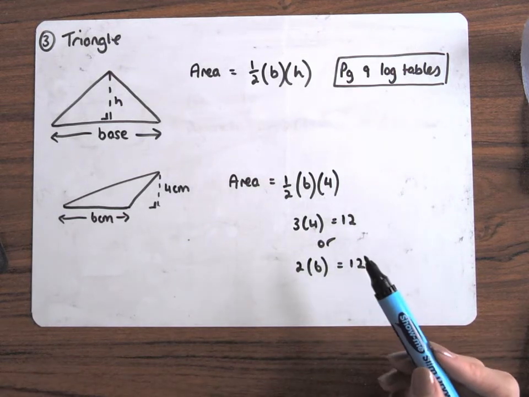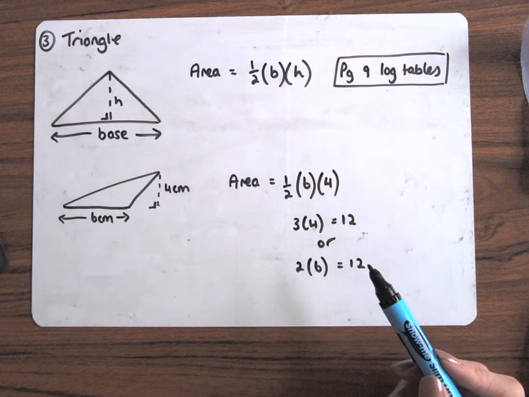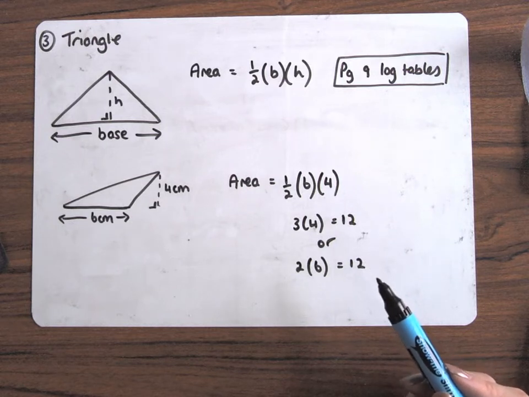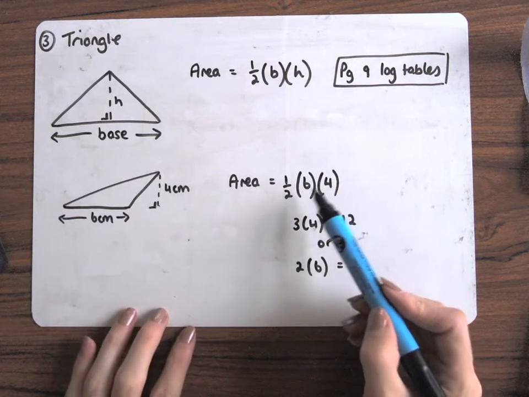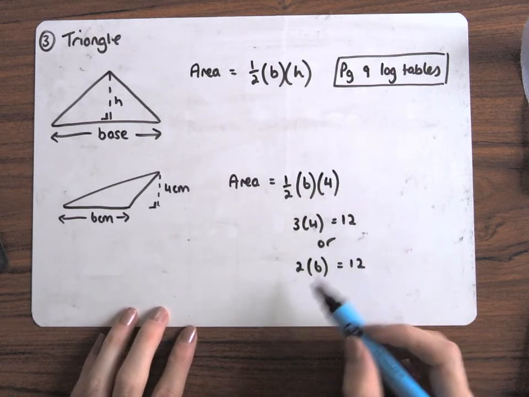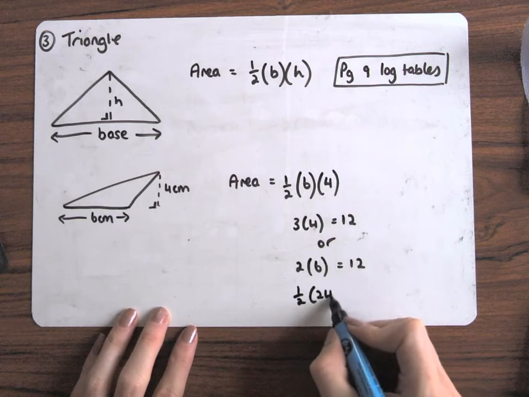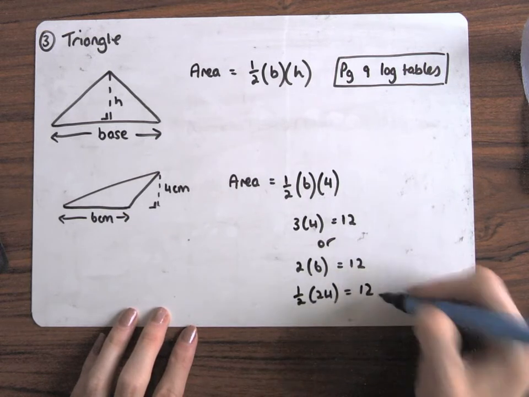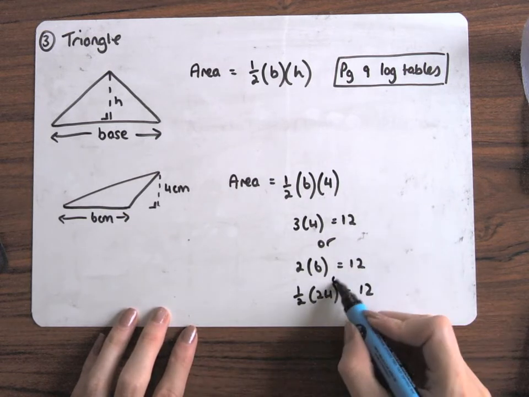Why did you just have to do half the base? You can just do both. You can do either. The other thing you could do is what's 6 by 4? 24. And what's half of 24? 12. They all work. Either way works.